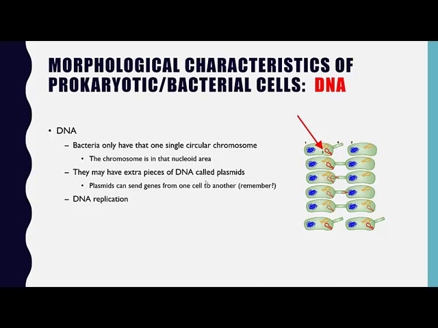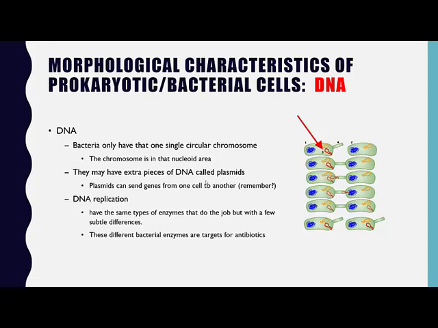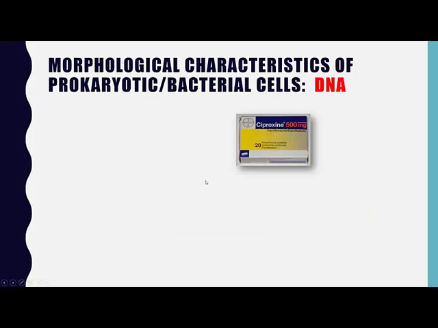DNA has to occur by replication in prokaryotes, just like with eukaryotes. So DNA replication, they pretty much have the same types of enzymes that do the job, but there are some subtle enzymatic differences. So some of their enzymes are a little different than ours. So their enzymes are different than your enzymes. Would those enzymes in DNA replication make a good target? Yeah, they would. So these different bacterial enzymes are targets for antibiotics. Okay, let's talk about one. Heard of Cipro? Levaquin?